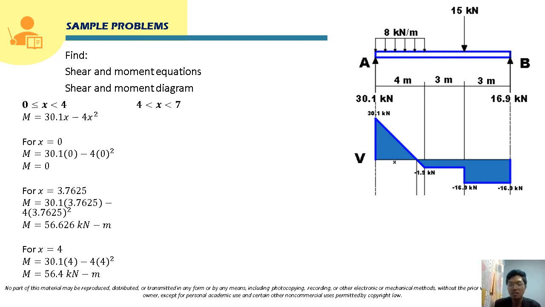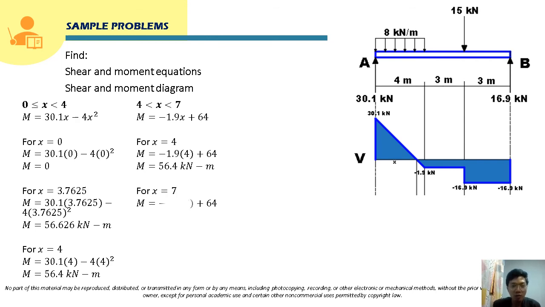Now for the second segment, that will be from 4 to 7. The moment equation here is negative 1.9x plus 64. So for x equal to 4, the moment is negative 1.9 times 4 plus 64. So the moment is 56.4 kilonewton meter. Now for x equal to 7, the moment is negative 1.9 times 7 plus 64. So this will be 50.7 kilonewton meter.